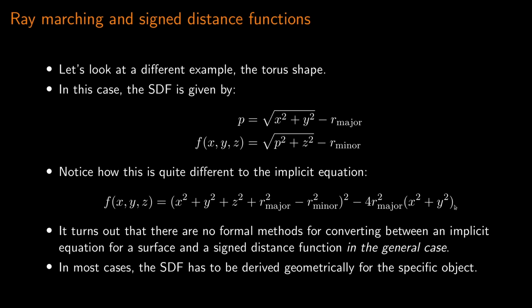Okay. So it turns out that in general there are no formal methods for converting between an implicit equation for a surface and a signed distance function, and there is a whole branch of scientific publications out there, people looking at different ways of solving this problem in the general case. But for now, we're not going to worry about that. So in most cases, the signed distance function has to be derived geometrically for the specific object, and we will look at some interesting examples of that.